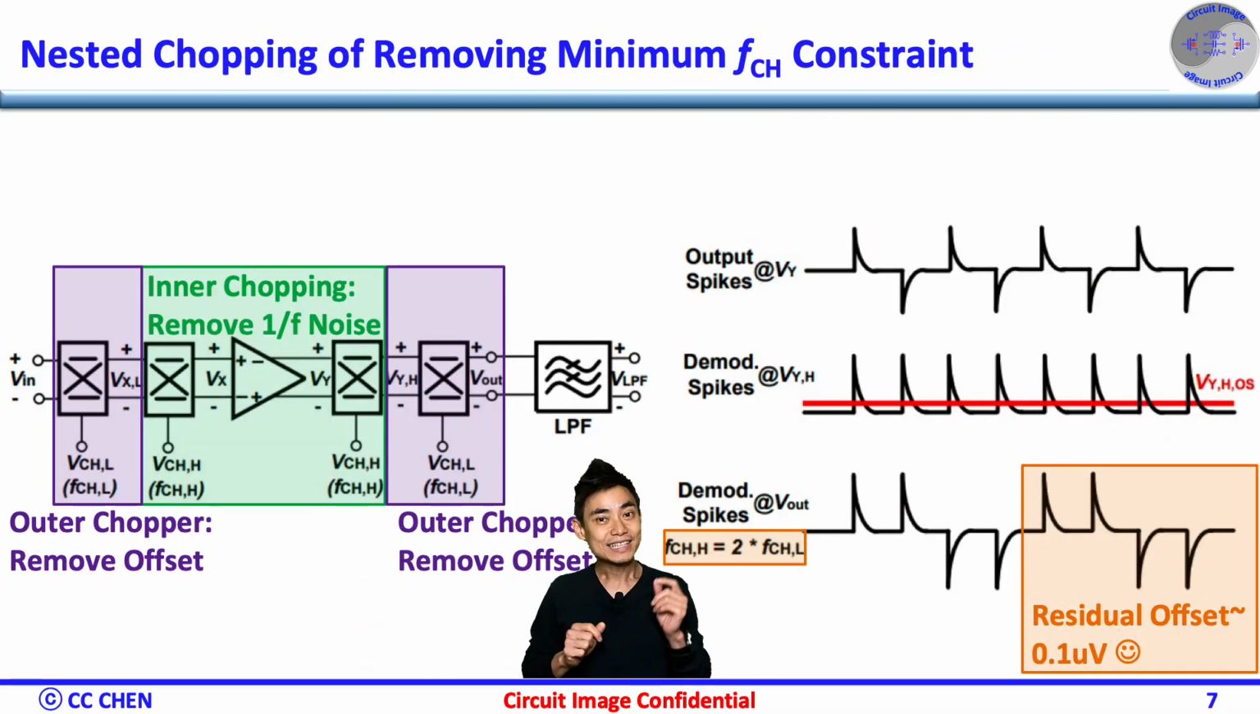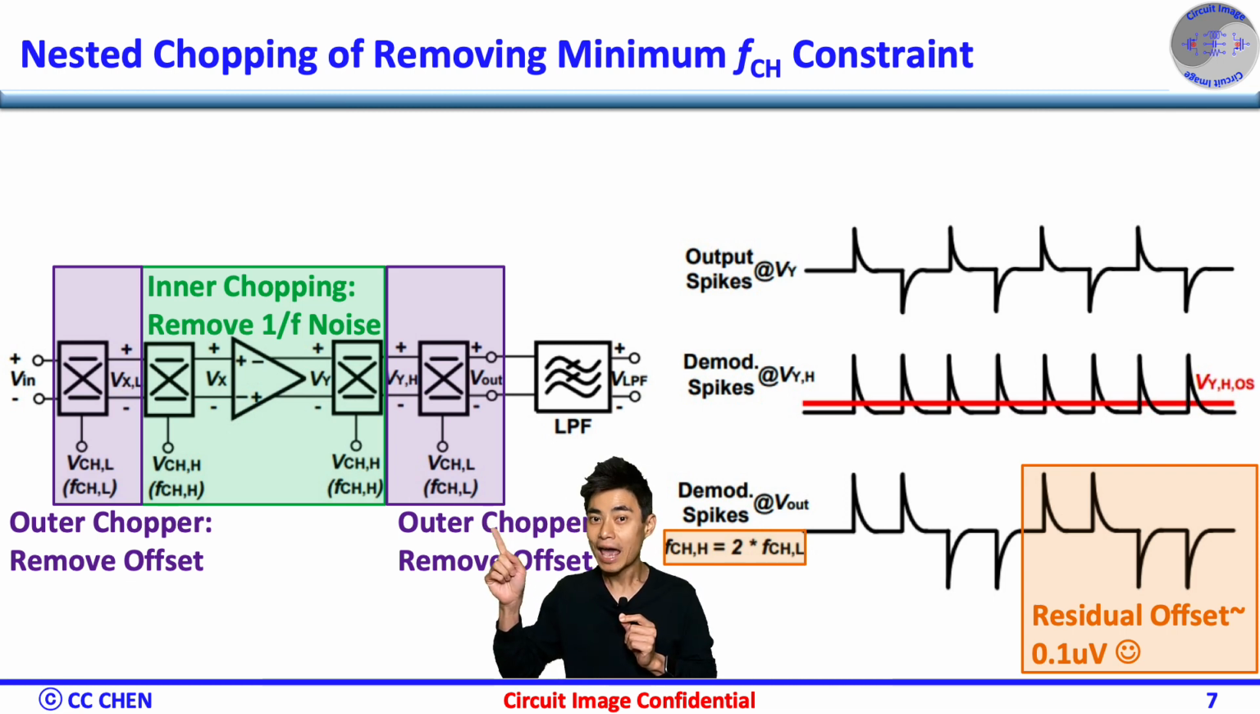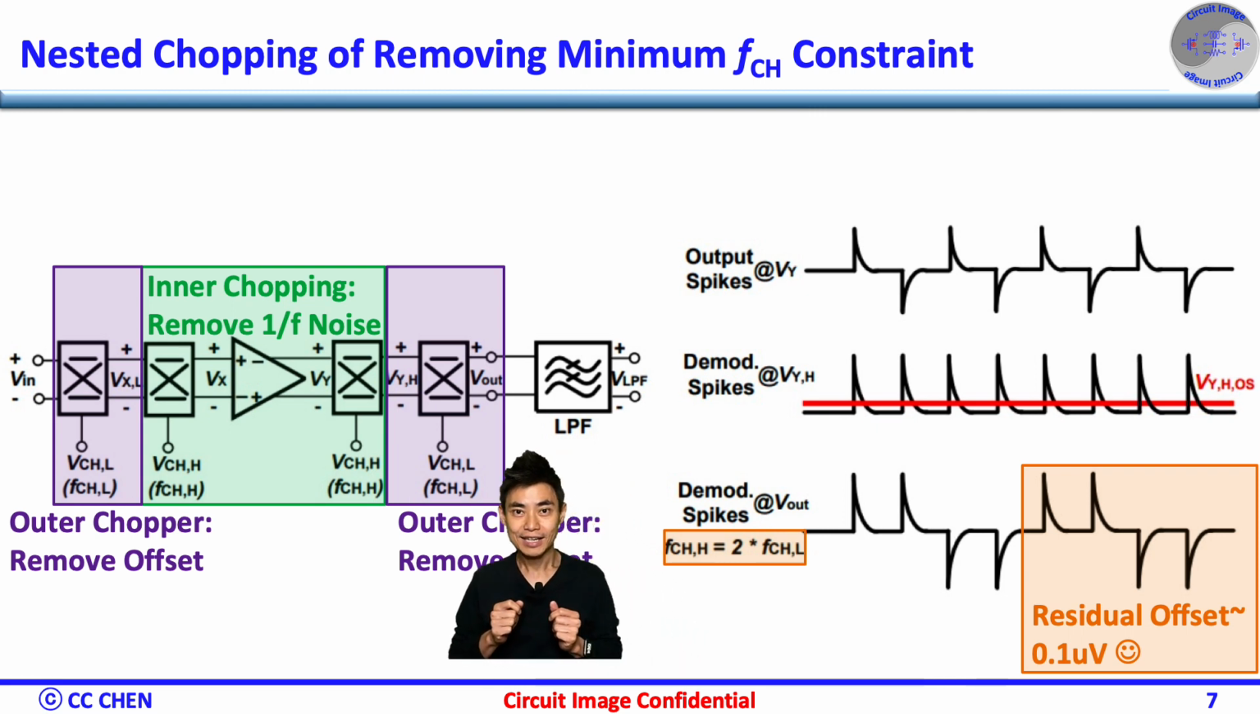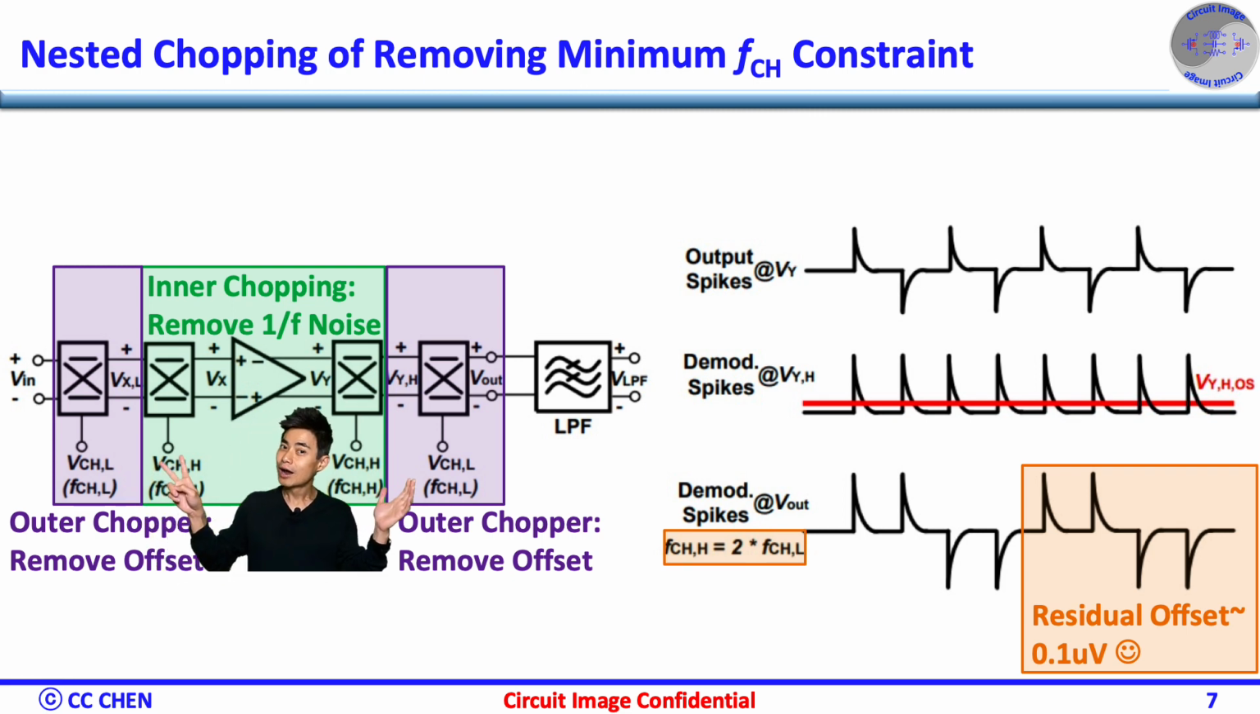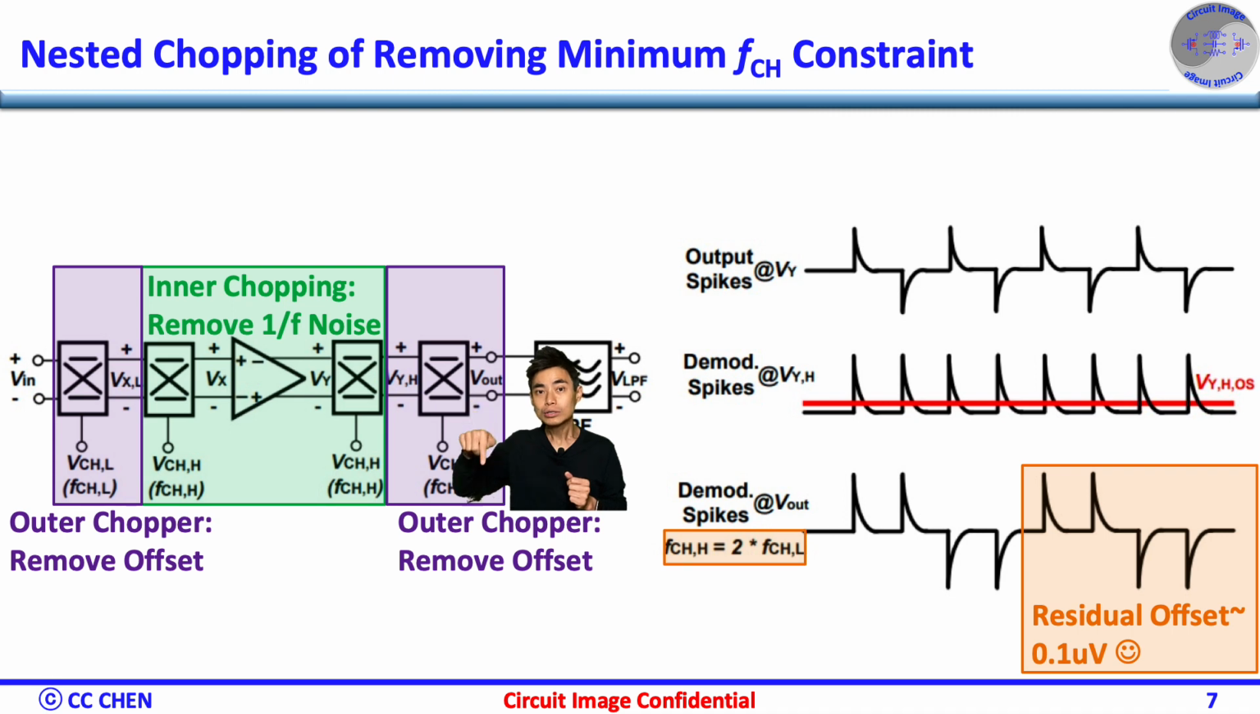Yes, since the DC spikes after the chopper are proportional to the chopper frequency and should be as small as possible, but the chopping frequency cannot be smaller than the 1/f noise corner to remove the flicker noise completely. Instead of one chopping frequency, why can't we have 2 chopping frequencies? One higher chopping frequency for the 1/f noise, while the other lower chopping frequency for the DC offset.